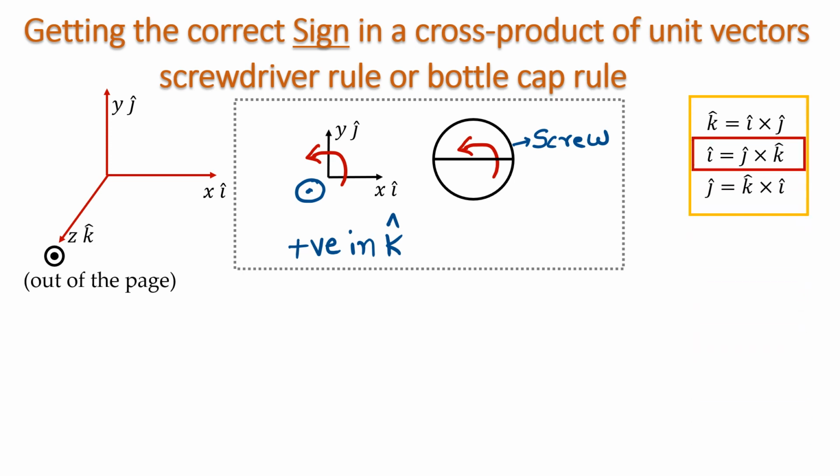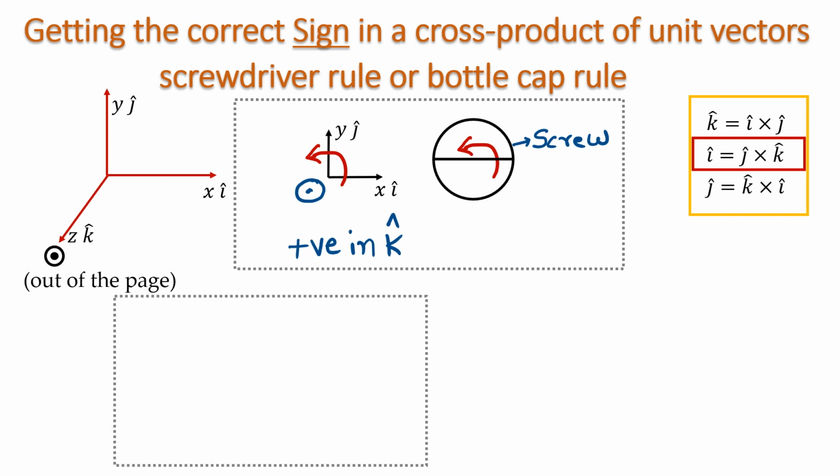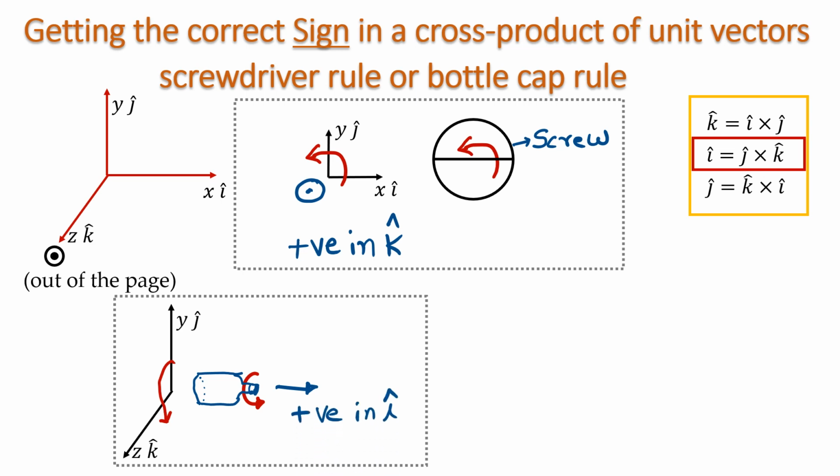Now we focus on unit vector i is equal to j cross k. Here again we draw y and z axis and see that j cross k means going from y to z direction, and this will result in motion on the right, and since right is positive x, we will get positive in i, which means j cross k gives you positive unit vector i.